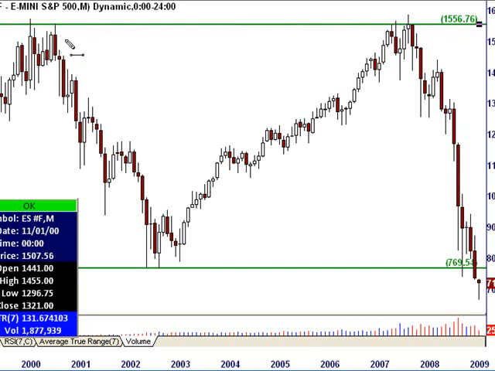This is from the peak right there, '01, and a retest, or 2000. Then we rallied right back into the 1560 area prior to the rollover and obviously the waterfall effect that's taken place over here on the right.